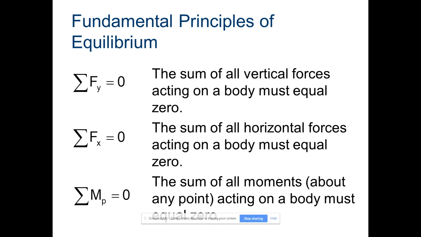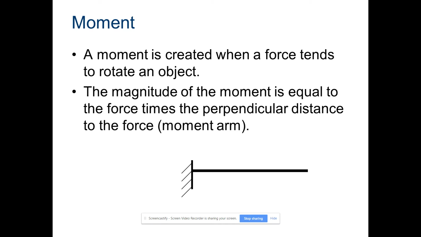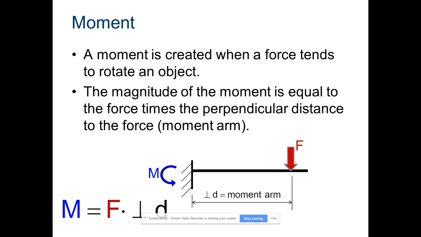All right, as we looked at when we did POE, we went through this for solving trusses. The sum of the forces in the Y must equal zero, the sum of the forces in the X must equal zero, and the sum of the moments about a single point must equal zero. These are the equilibrium equations. Okay, so we're going to go through this. Remember, moment is equal to force times perpendicular distance.